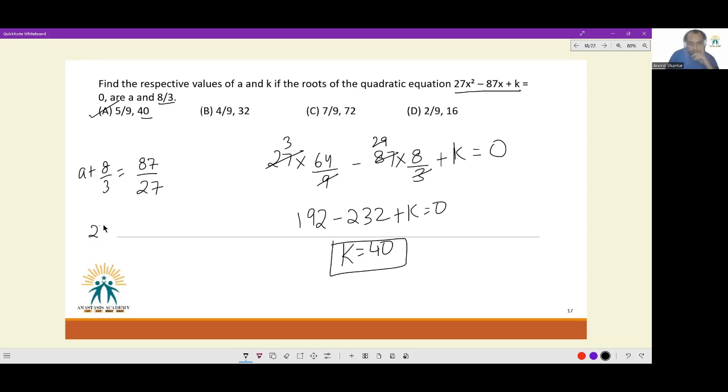So I get 27a plus 9 times 2 plus 72 is equal to 87, or 27a is equal to 15, or a is equal to 5 by 9. We can be extra certain, but as soon as I arrived at the value of k, no more solving was needed. Okay, let's go on.